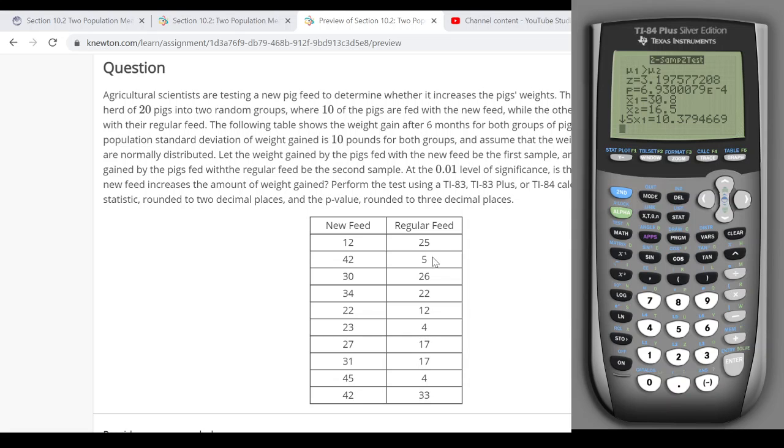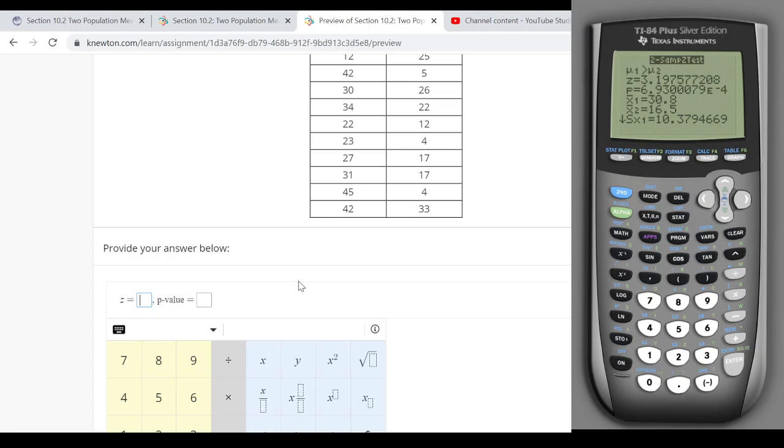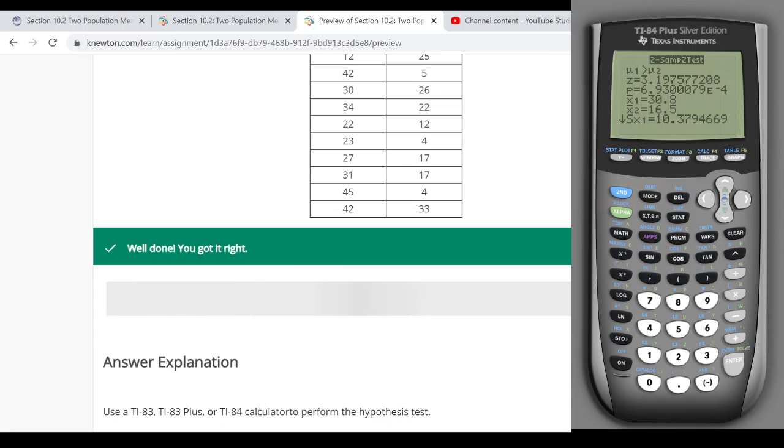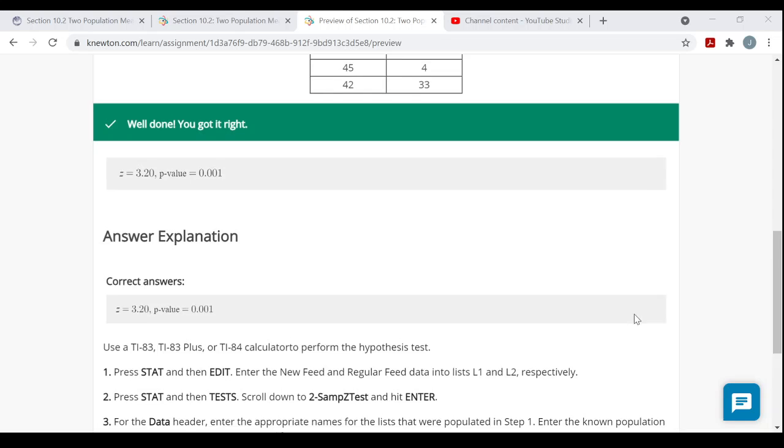So back in the assignment here, again, the test statistic to 2 decimal places would be 3.20, that z-score on the calculator there. And the p-value to 3 decimal places would be 0.001, because it's really 0.000693. All right, and then submit that. Wonderful. And again, please read your answer explanations.